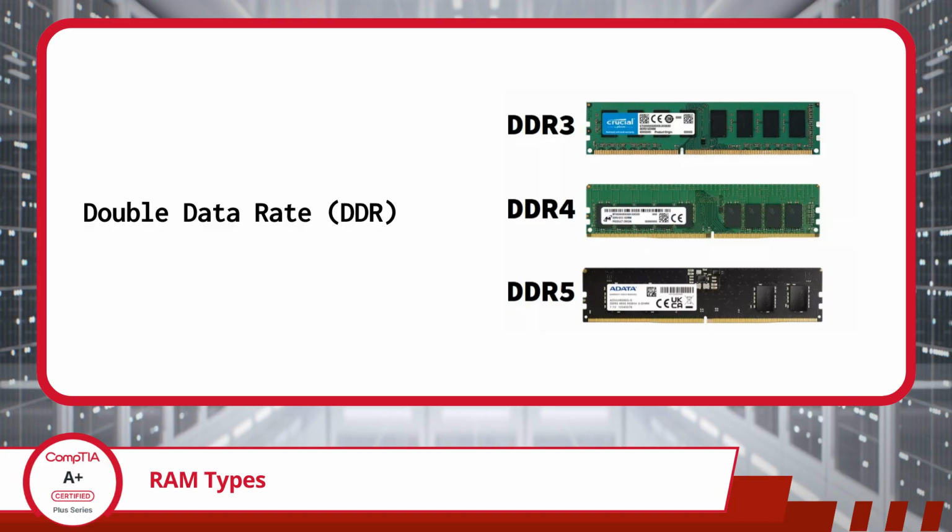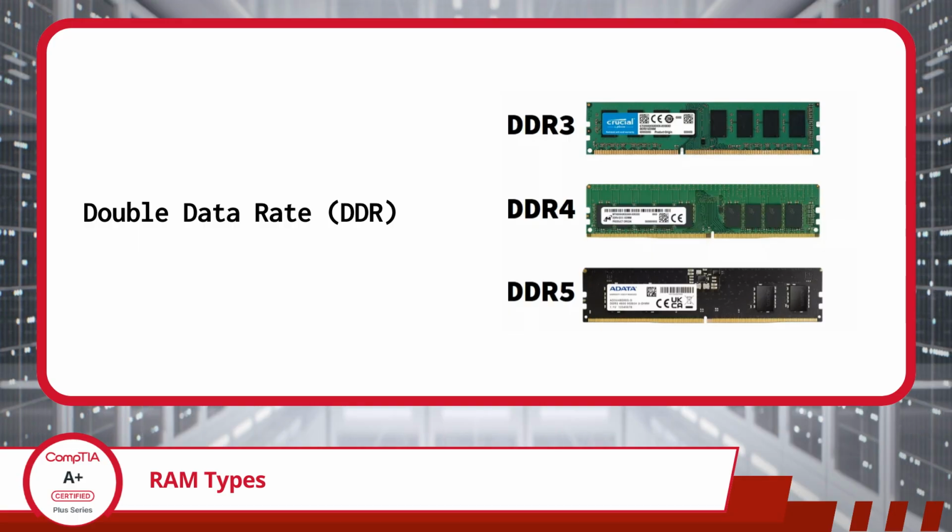Over time, DDR has evolved through several generations. The most commonly utilized generations include DDR3, DDR4, and DDR5. DDR3 was widely used for many years and became common in systems produced in the late 2000s and early 2010s. It offered solid performance and reasonable power consumption for its time.